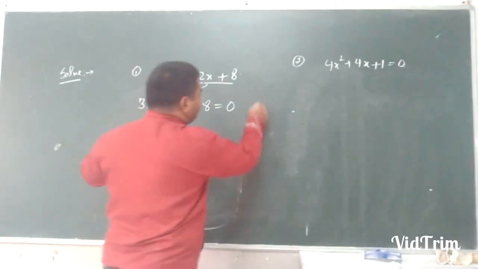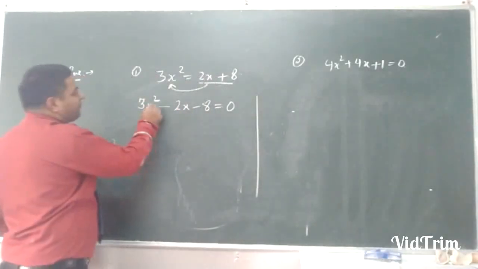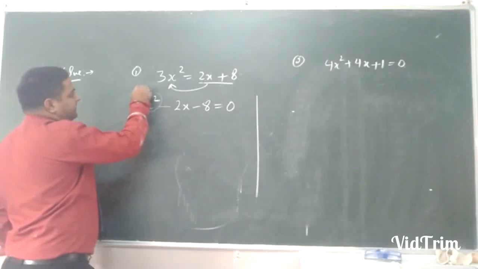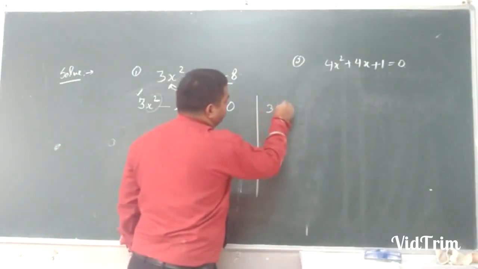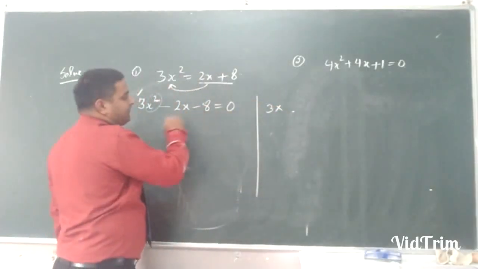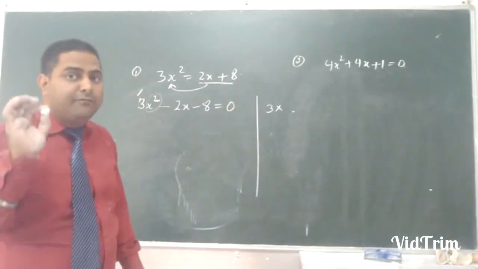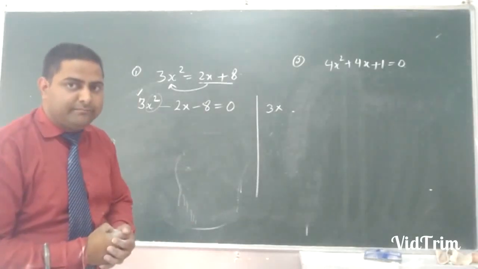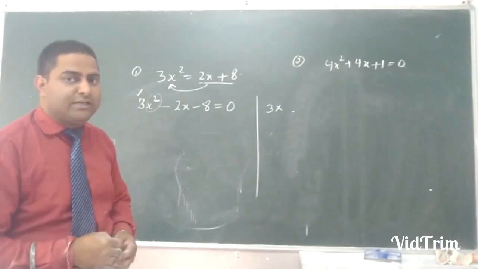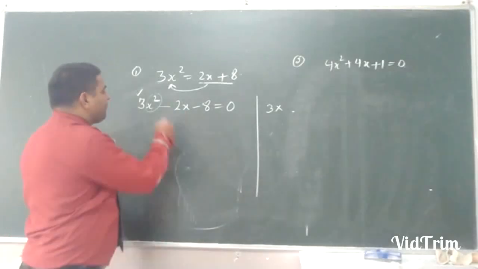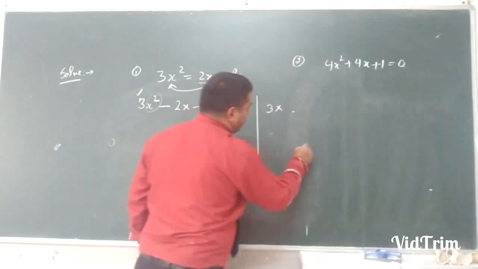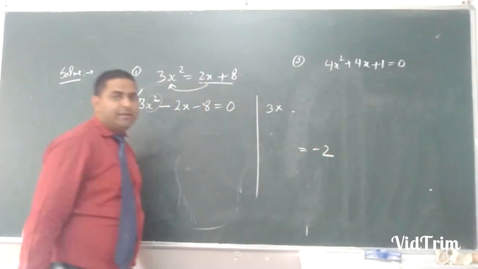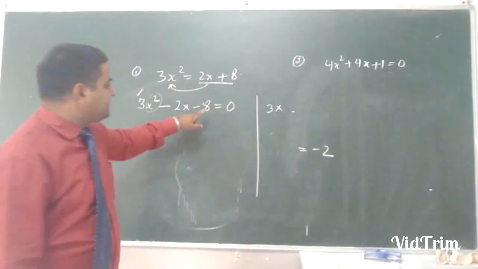We have to find the roots of this equation. Now how we find the roots? What is the coefficient of x square? This is 3. First we write the coefficient of x square. Then we write the coefficient of x. What is the coefficient of x? That is minus 2. What is the constant term? It's minus 8.